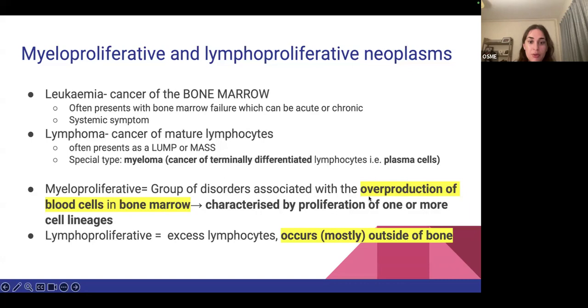Myeloproliferative neoplasms are due to overproduction of blood cells within the bone marrow, and there'll be proliferation of one or more of the cell lineages, so either the red blood cells, the neutrophils, or the clotting cells, so the megakaryocytes. And then lymphoproliferative is excess lymphocytes, and it occurs mostly outside of the bone.